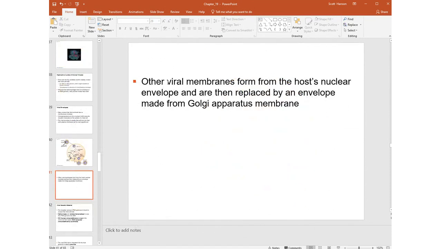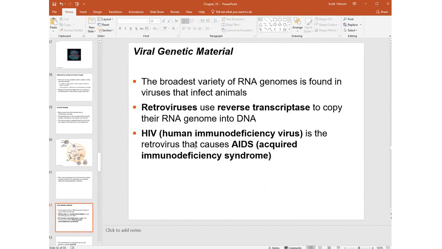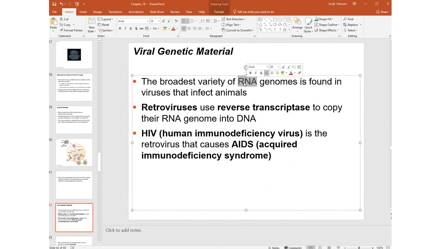And other viral membranes that might be present are actually made from the host's nuclear envelope, which is the membrane that surrounds the nucleus of the host cell. And they might be replaced by an envelope made from Golgi apparatus membrane. So they're making use of a lot of the different membranes inside the host cell sometimes. And the broadest variety of RNA genomes is found in viruses that infect animals.